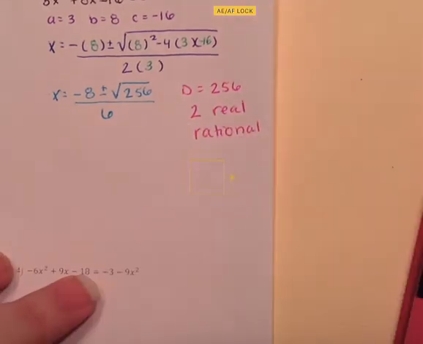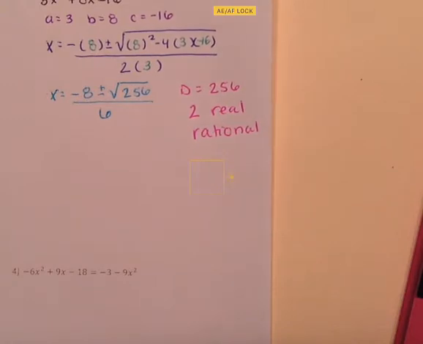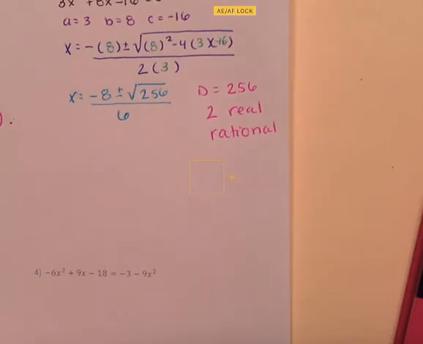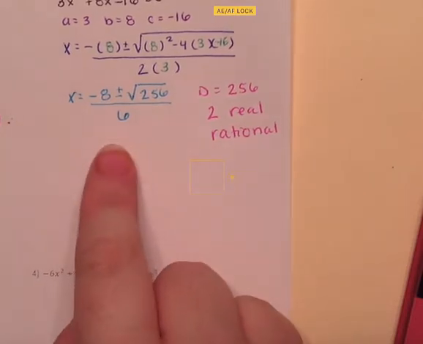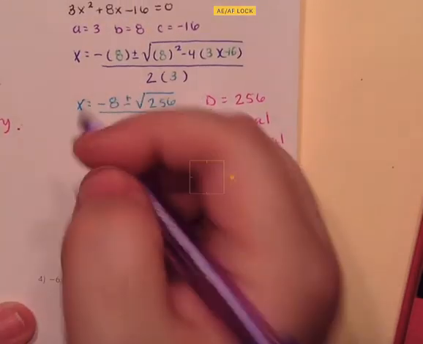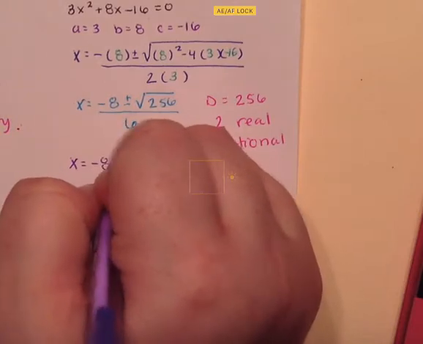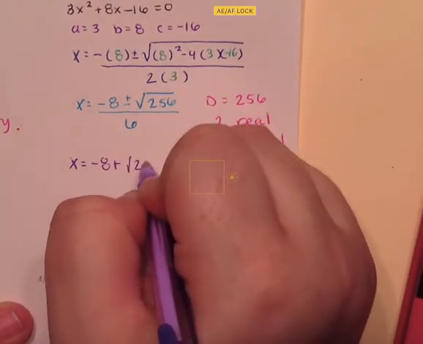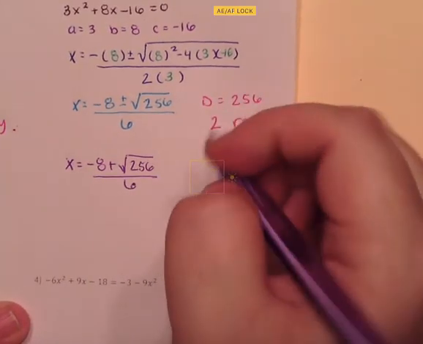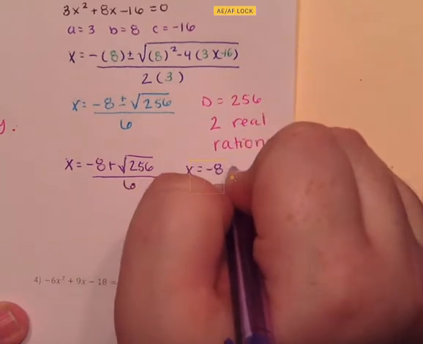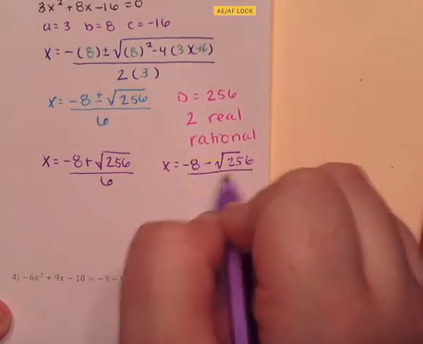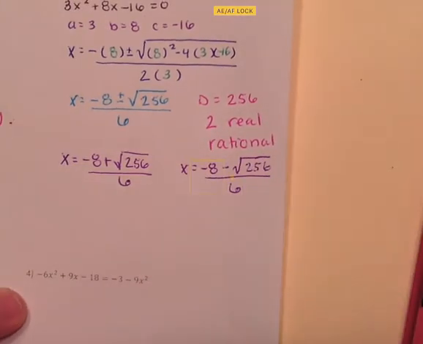That means our answers will either be nice clean fractions or nice clean whole numbers, but our solutions will be nice and easy to write. We're not going to have any decimals. So our first one that we're going to do, we're going to separate them into our 2 solutions by using the plus or minus. So we're going to have x equals negative 8 plus the square root of 256 all over 6. And then we're going to have x equals negative 8 minus the square root of 256 all over 6.